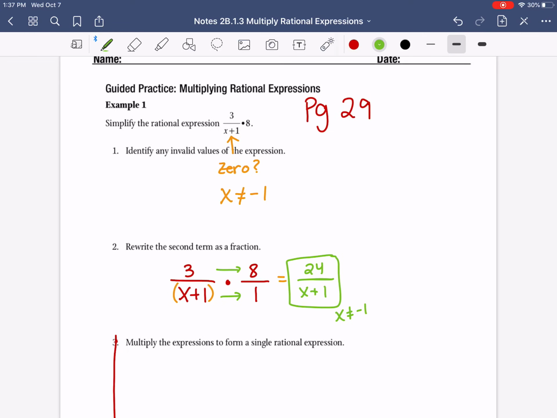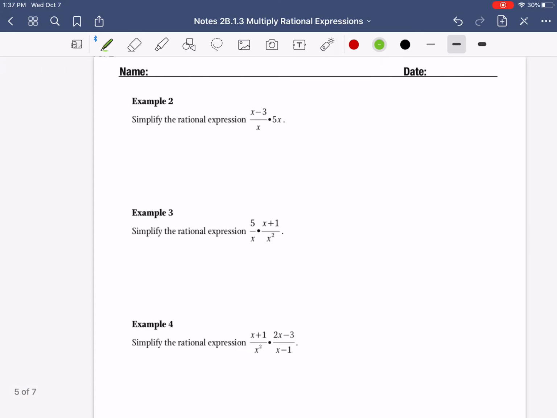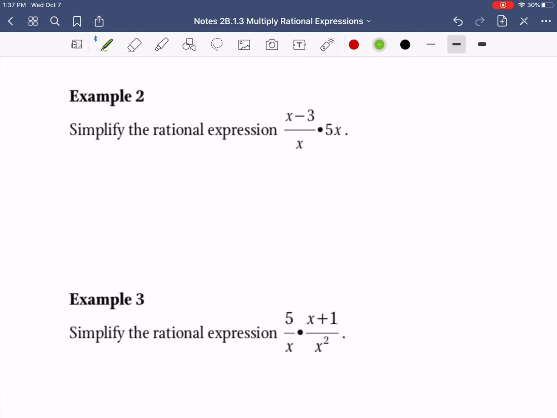Okay, so that's example number 1 on page 29. Let's go to the other side, example 2. So again, I just go through my pieces and I see if I can factor.